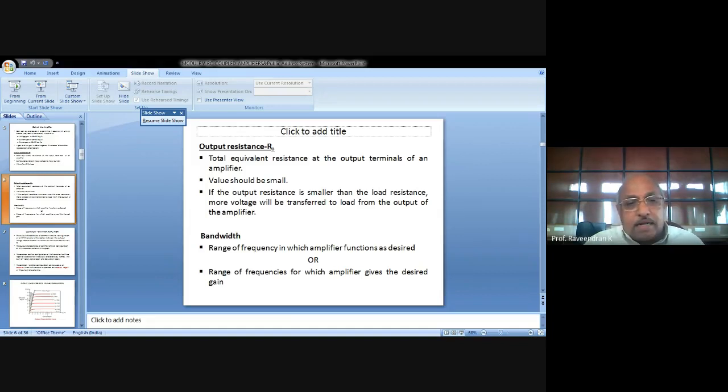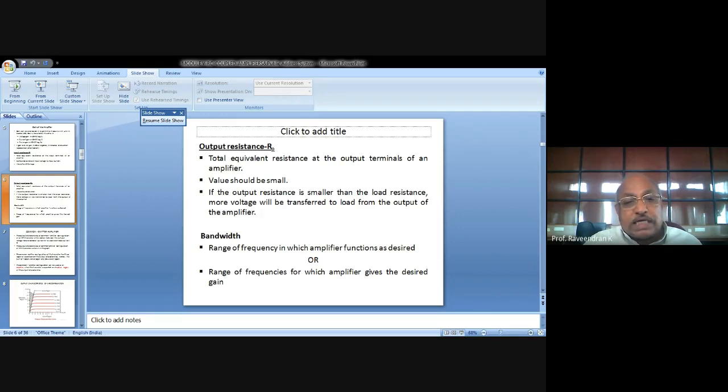The third disadvantage is that due to poor impedance matching, the power transfer will be low. Poor impedance matching means, as I told you, impedance matching is very important when the transistor amplifier is used as a multi-stage amplifier. The output impedance of the amplifier must be matched with the input impedance of the subsequent stages of amplifier.